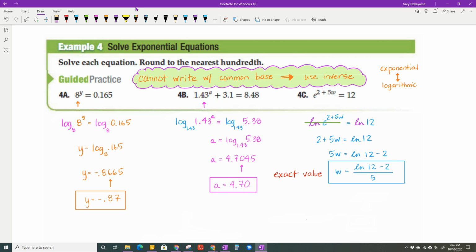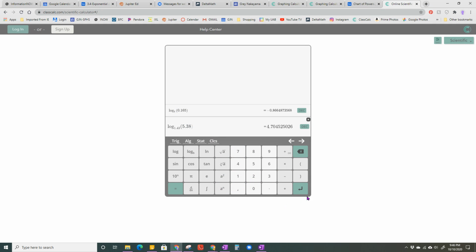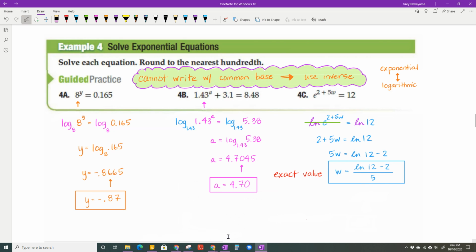That's the exact value. If it says give a rounded answer, then you can put that in Classcalc just like that. Start off by hitting the divide button. Actually, I'll do that for you real quick. Let's see if we can do that. So I hit enter to get out of that one. If you hit divide first, then you can hit the ln button of 12. Got to get out of those parentheses, minus 2, and then come to the bottom and you type 5. So what you put into Classcalc looks exactly like what you put on your paper. That's what's so important about it.